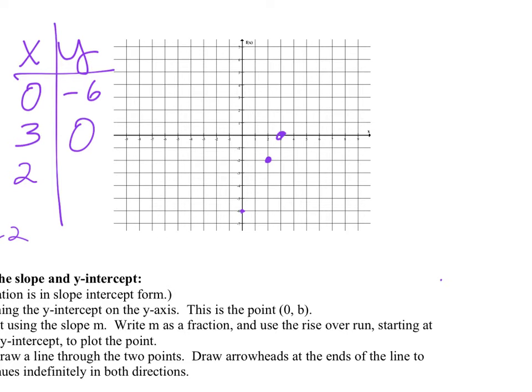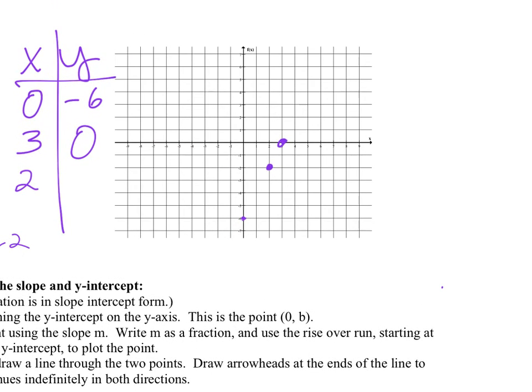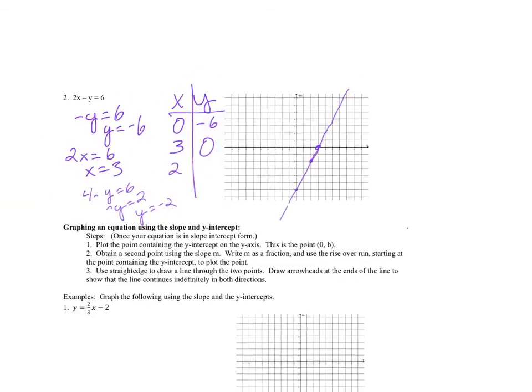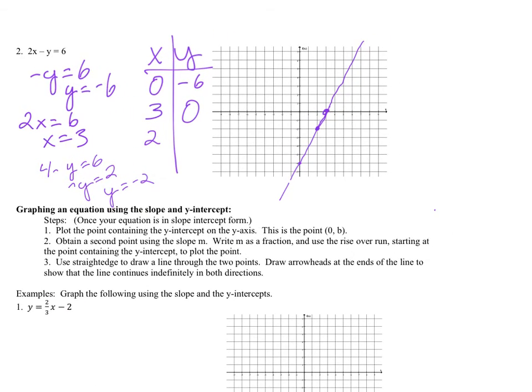Okay, sorry, I accidentally hit something again. Sheesh. Okay, so I've got a line going that way. Oh, I haven't had you write your equation. Shoot. Okay, so it's 2x minus y equals 6.